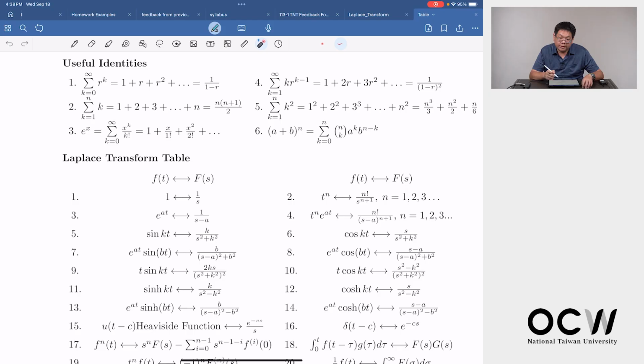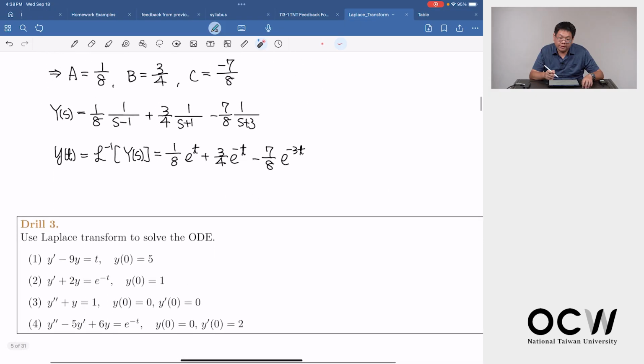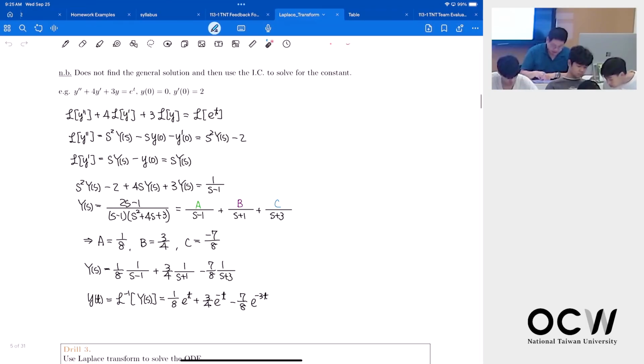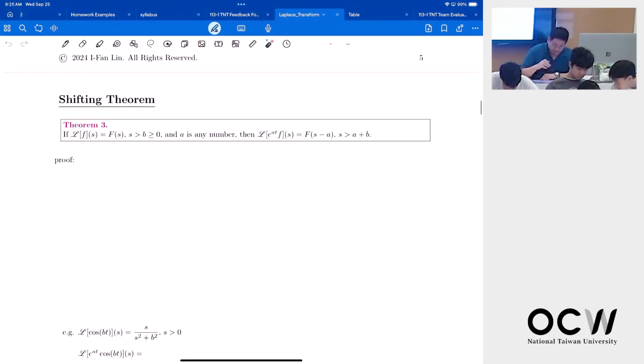Again, you can check the table. You will use this a lot. Almost everything here I provide a lot, okay? So make sure that you do at least those 4 practice problems, okay? The next thing we are going to learn is the shifting theorem. Okay, what is the shifting theorem?